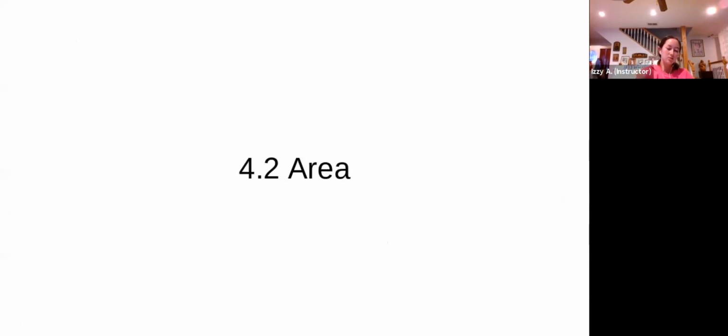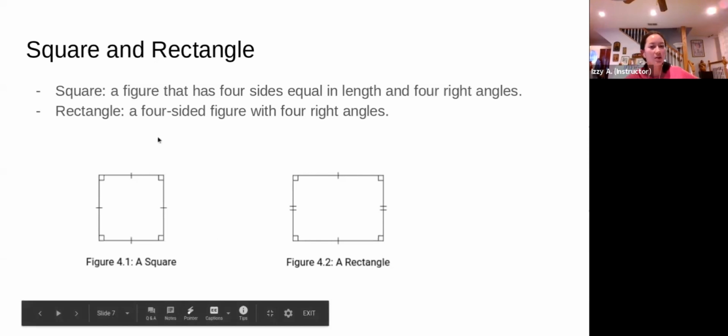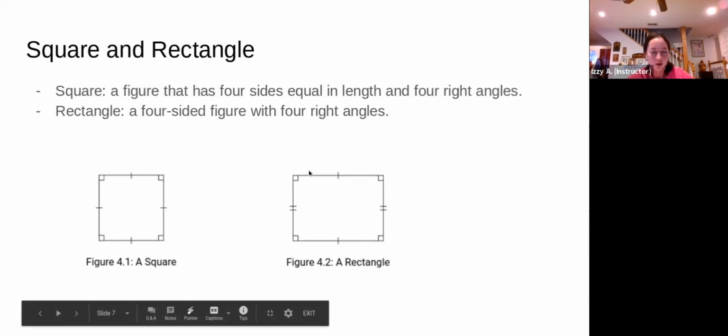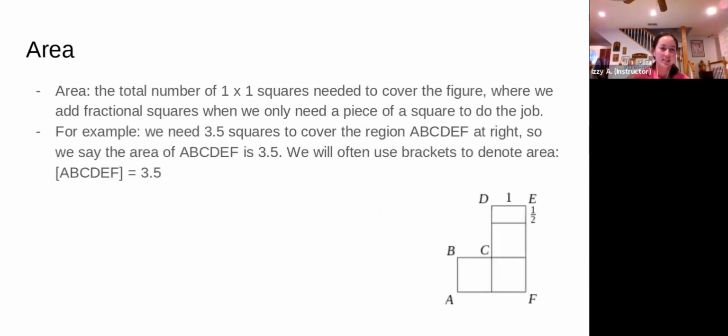Okay, so next we have area 4.2. And before we talk about area, we're going to be talking about squares and rectangles. So a square is a figure that has 4 sides equal in length and 4 right angles, and a rectangle is a 4-sided figure with 4 right angles, and they have 2 sets of equal lengths of sides that are opposite of each other. I am pretty sure all of you guys have probably come across squares or rectangles at one point in your life. So yeah, we're just going over the basics.